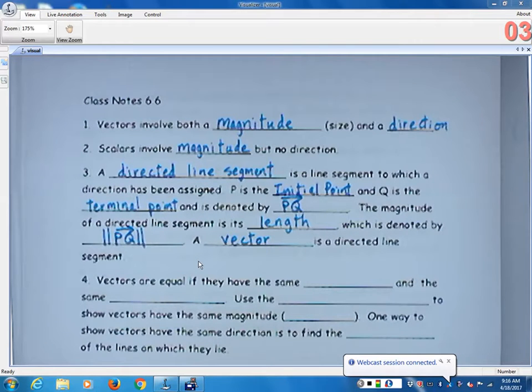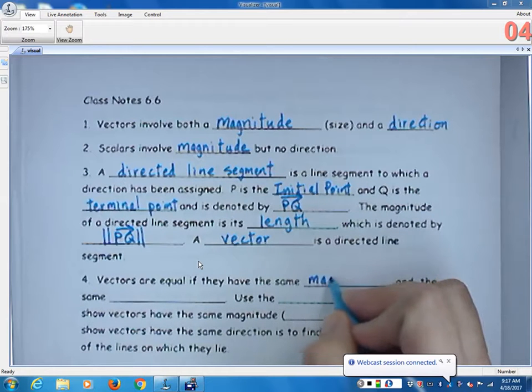Can you see all that? Okay, so let's walk in. All right, vectors are equal. That's right, Taylor, I agree. Vectors are equal if they have the same magnitude and the same direction.